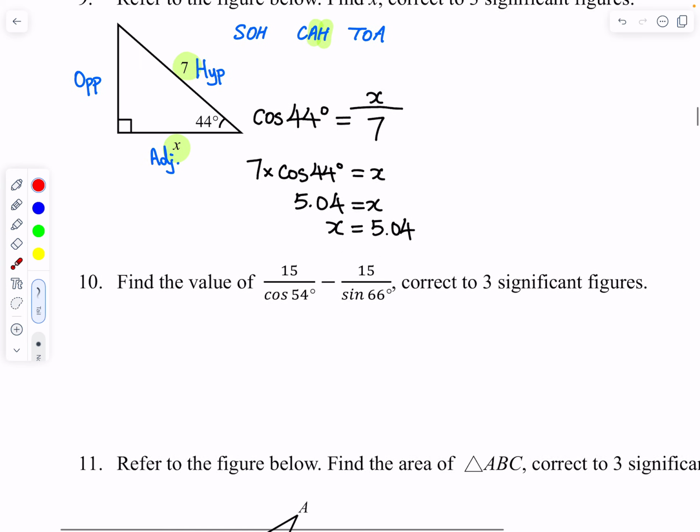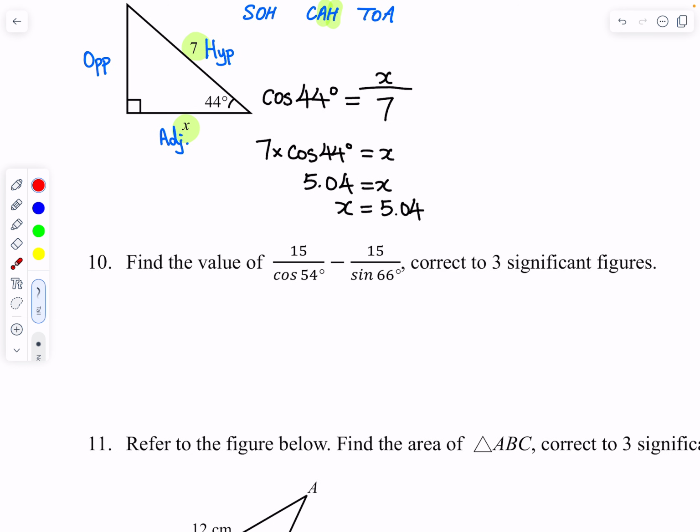Next question is just testing your calculator skills. So how do we click this in the calculator? 15 over cosine 54, close bracket, minus 15 over sine 66, close bracket.